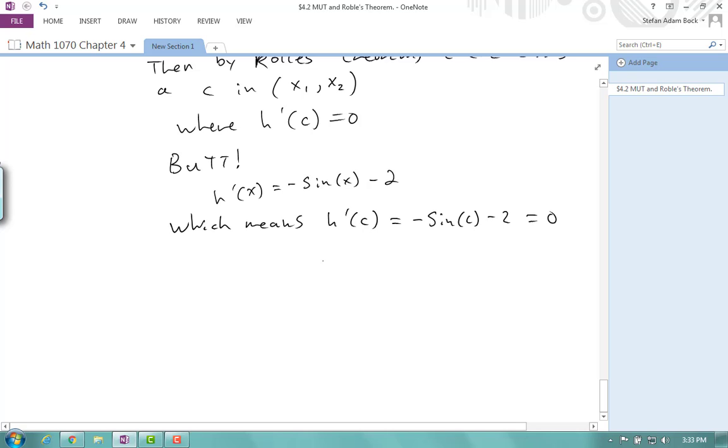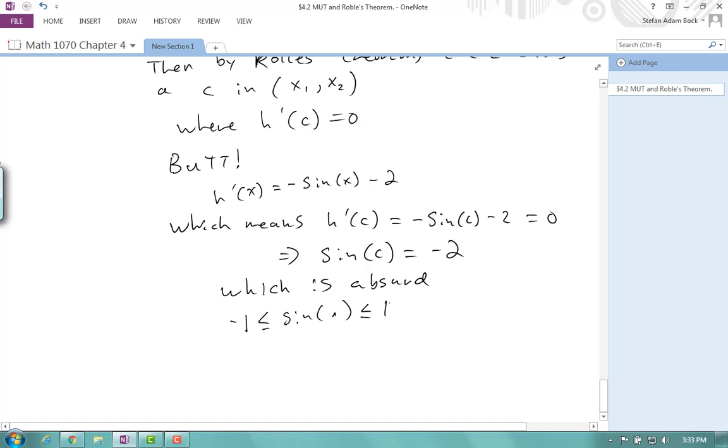But that means that sine of c is equal to negative 2. Now, where is the sine equal to negative 2? Nowhere. Because sine is always between negative 1 and 1, no matter where you are on the real line. So this is what we call a contradiction.